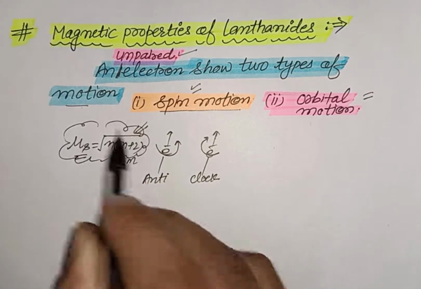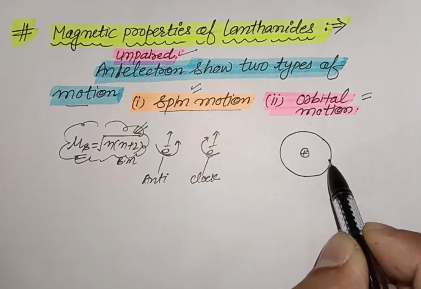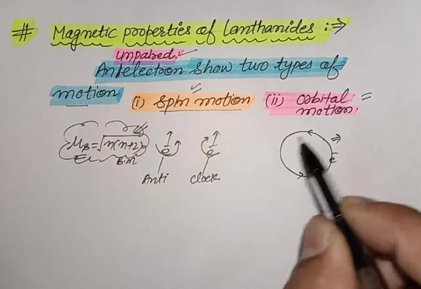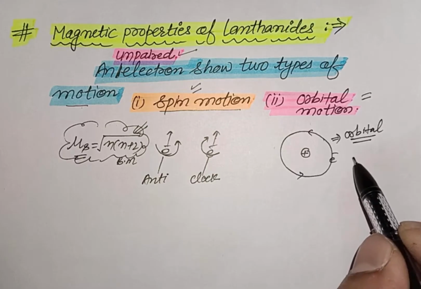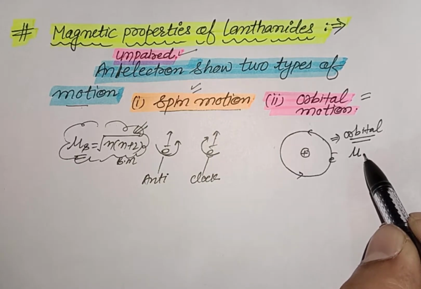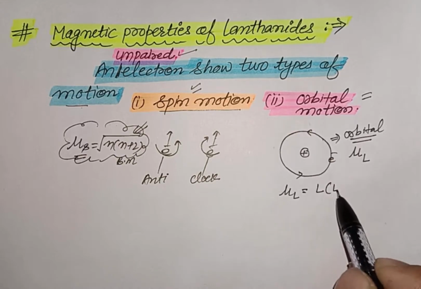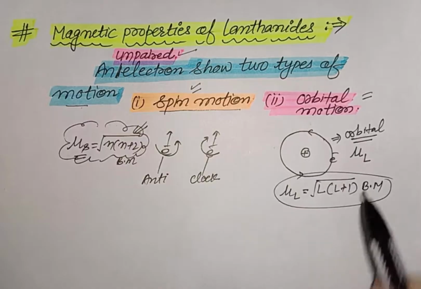Similarly, the electron can also revolve around the nucleus. This motion of the electron around the nucleus of a metal is called orbital motion. Due to this orbital motion, a magnetic moment is produced. That magnetic moment is represented by mu L, and mu L can be determined by the square root of L into L plus 1, in Bohr magneton.